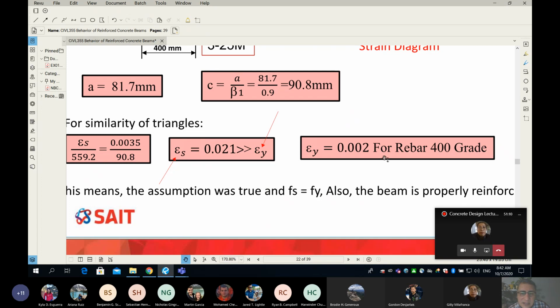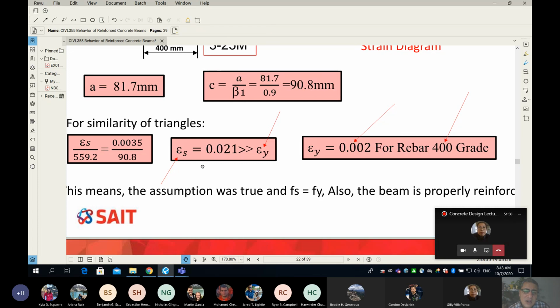Does anybody not know how to find this number? How do you find the strain in the rebar for grade 400? It's not from a table, it is from the modulus of elasticity of 200,000 MPa. This number is equal to 400 divided by the modulus of elasticity, 200,000, and you get 0.002. Since in my class all the time we're going to use this rebar grade, the yield strain is equal to 0.002.